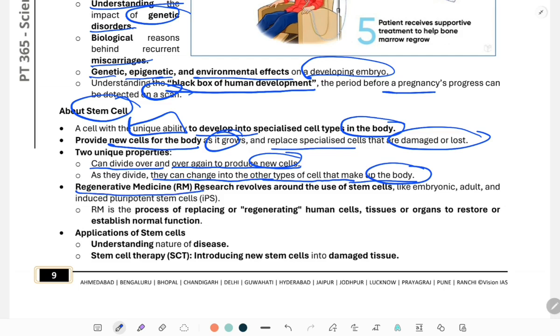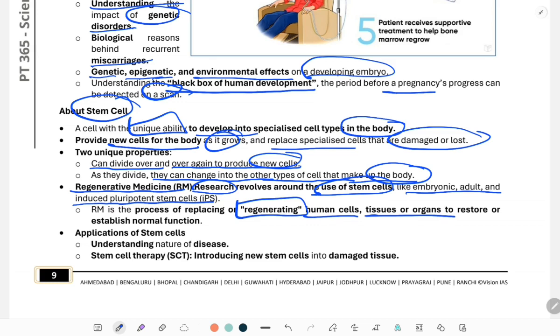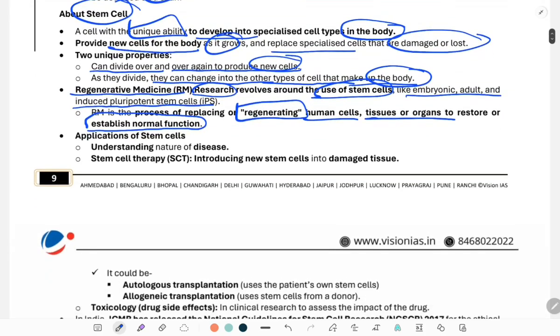Regenerative medicine research, RM research, revolves around the use of stem cells like embryonic, adult and induced pluripotent stem cells. RM, regenerative medicine, is a process of regenerating human cells, tissues or organs to restore or establish a normal function. We'll see the applications of stem cells.